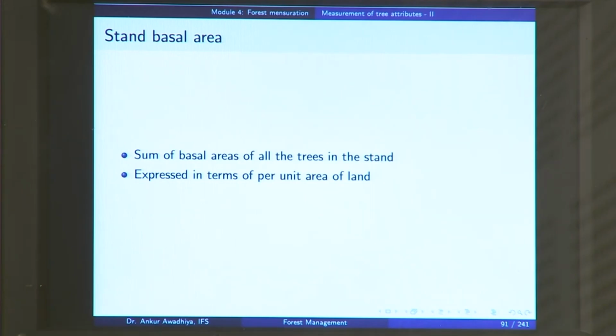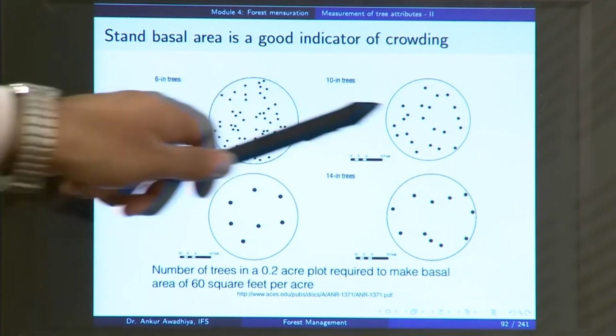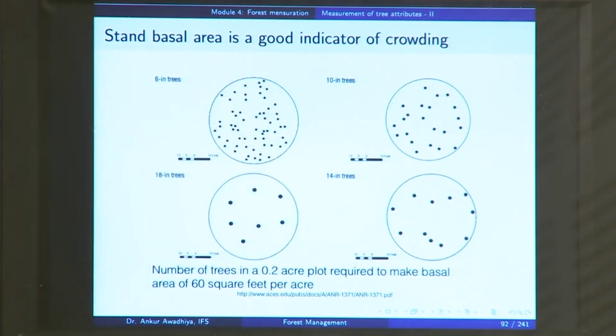Now, the question is, we can always measure small d, we can measure the diameter at breast height. Why do we have this need to measure the stand basal area? Does it serve any other purpose other than to find out the volume of a tree? The answer is yes. If we look at these 4 stands, we will find that the stand basal area is a good indicator of the amount of crowding that you have in your stand.